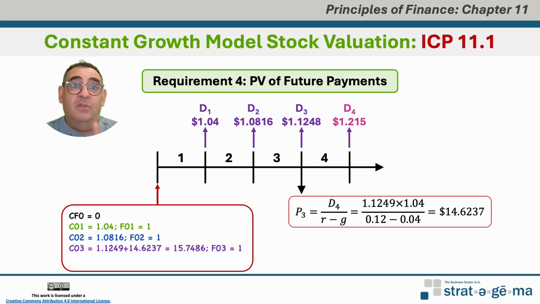We can use the cash flow functions and the NPV at a rate of return of 12%. So set I equal 12 and then compute the NPV. That will give us P0 of $13. And guess what? That's the same as the current stock price today, which tells us that the price of a stock today is the present value of all of its future cash flows.